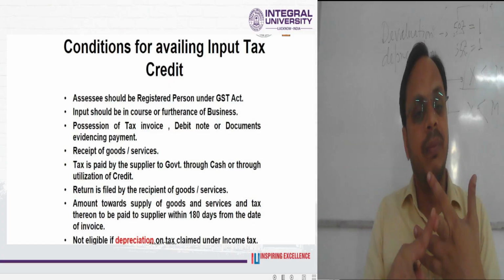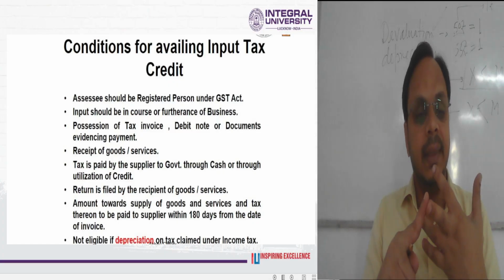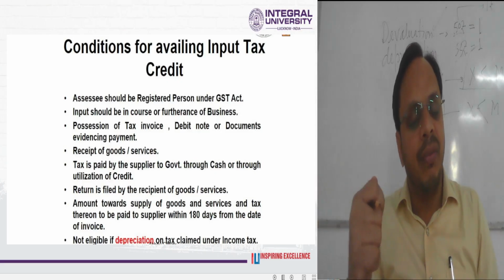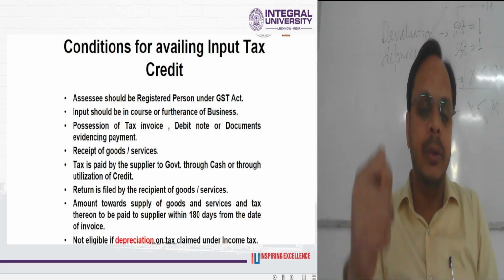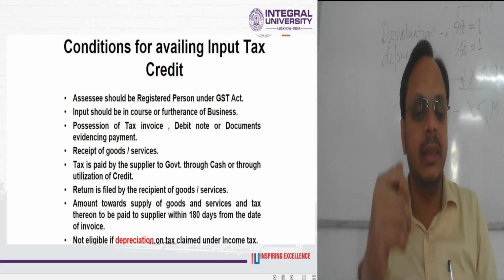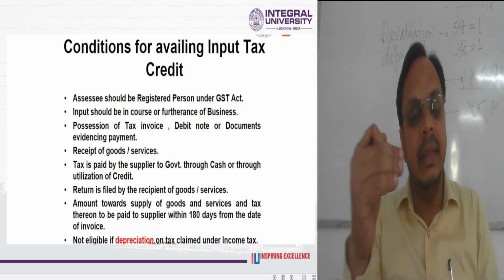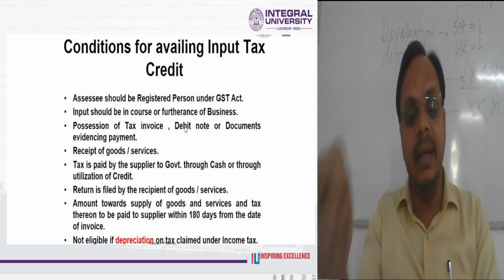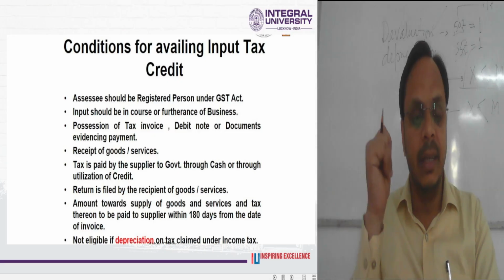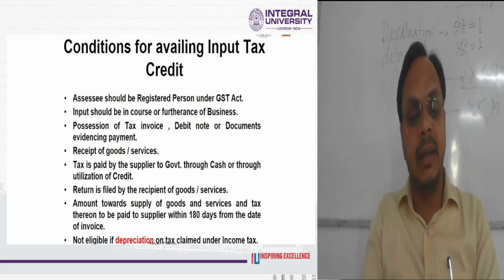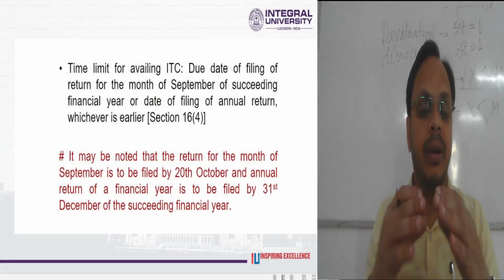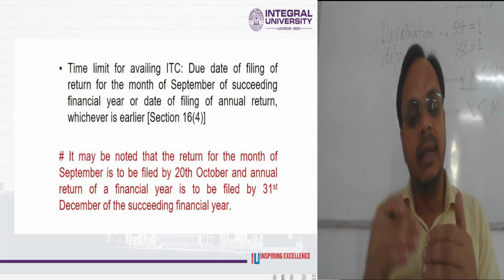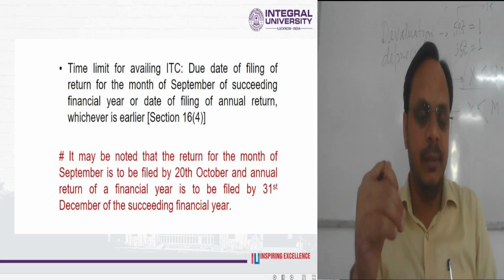Next, the fourth condition: receipt of goods or services, as the case may be, and tax paid by the supplier to the government through cash or through utilization of credits. Return is filed by the recipient of goods or services. The amount towards supply of goods and services, and the tax thereon, is to be paid to the supplier within 180 days from the date of the invoice. If it exceeds 180 days, you can't claim the benefit of ITC. ITC is not eligible if depreciation is claimed on tax under income tax. You are not going to get the benefit of ITC if depreciation has been claimed on the fixed assets under the Income Tax Act 1961 as per the laid down guidelines.